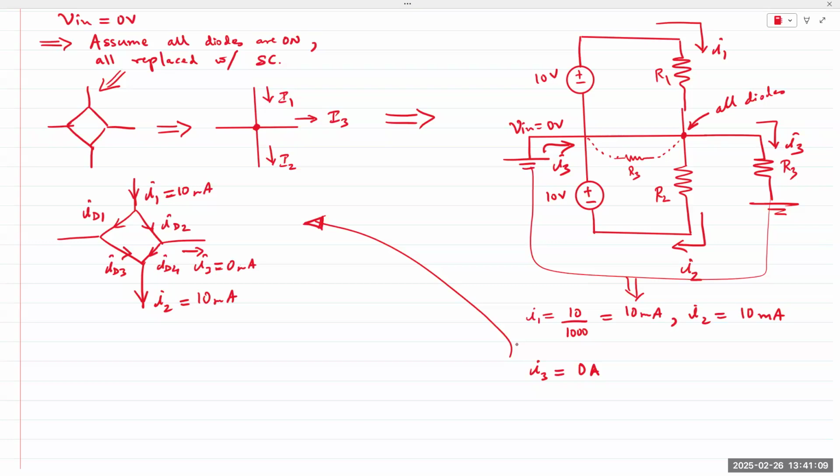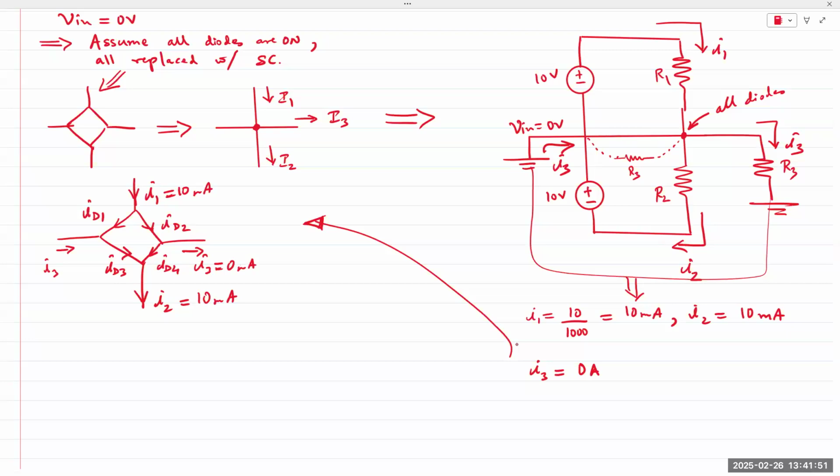ID2 must be equal to ID4 because I3 is equal to 0, and because I3 is coming from the left, hence ID1 is also equal to ID3. ID1 and ID2 summed together should give me I1, and ID3 plus ID4 should give me I2. It should be 10 milliamps coming from the top and 10 milliamps leaving from the bottom. So all diode currents are positive.